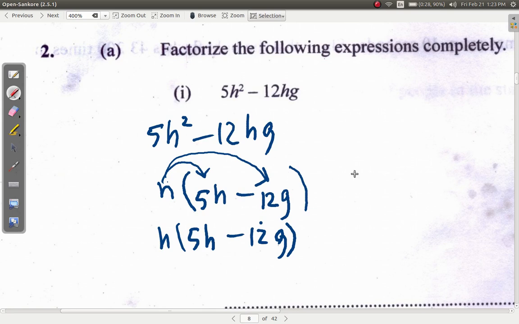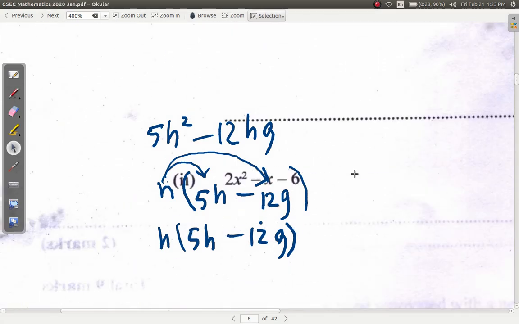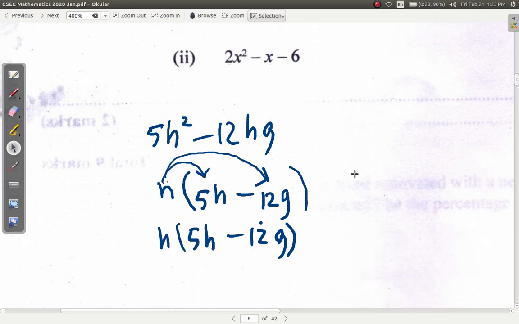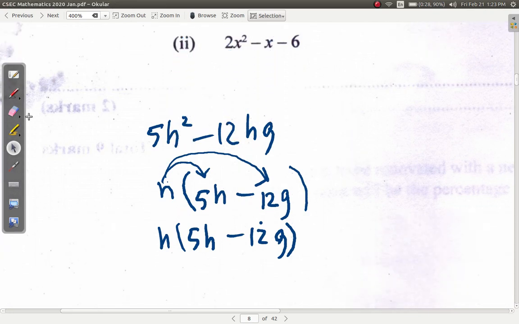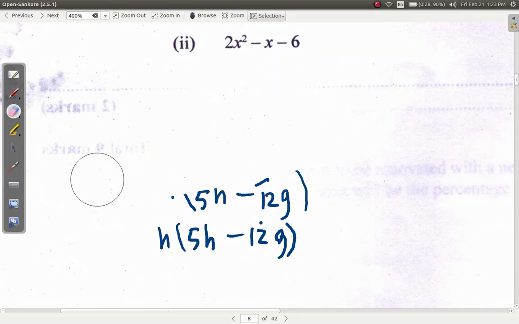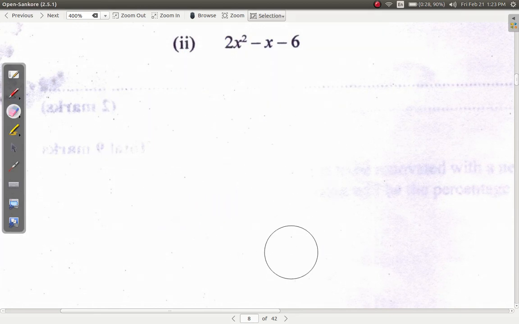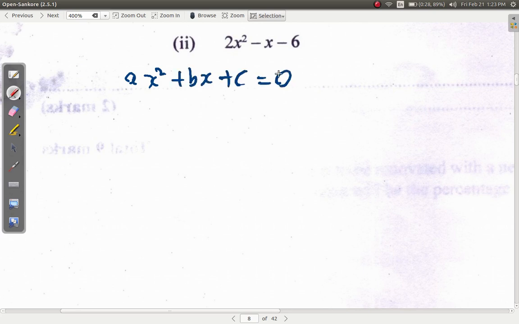Alright, so let's look at question 2A part 2 now. Okay, what you have is a quadratic expression to factorize. What you can do is use what is called the AC method to factorize this. So here you have ax squared plus bx plus c equals 0. You can use a shortcut, even trial and error, but let's go straight forward with the AC method.